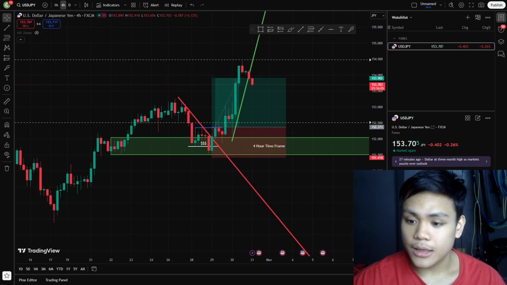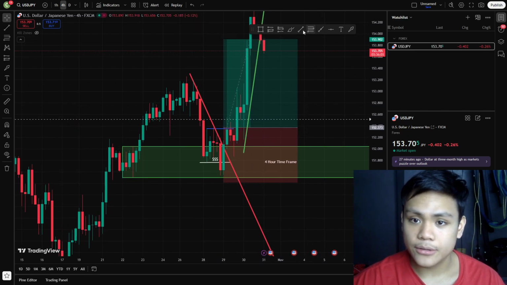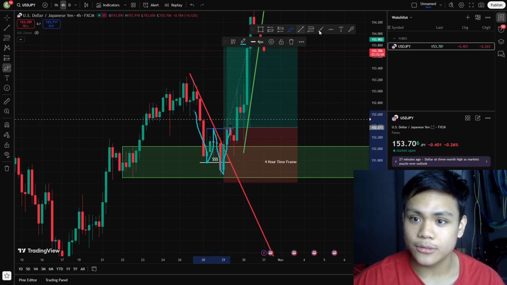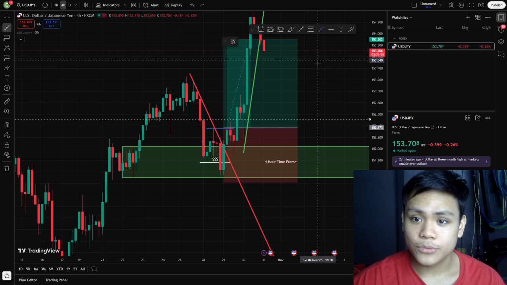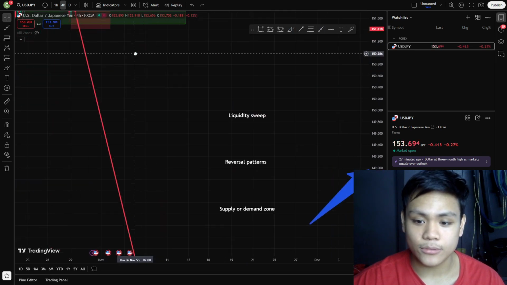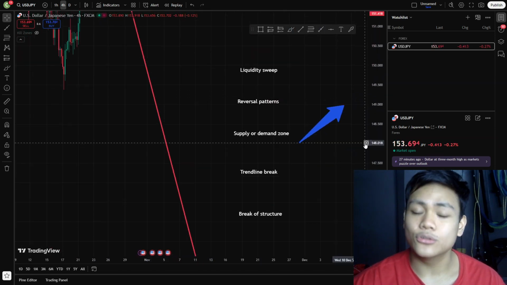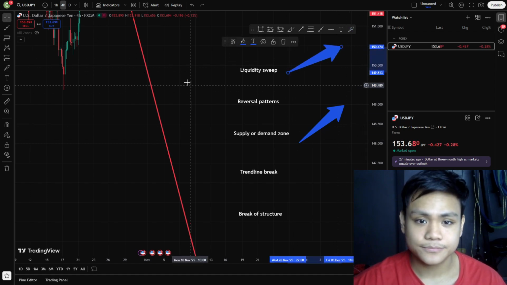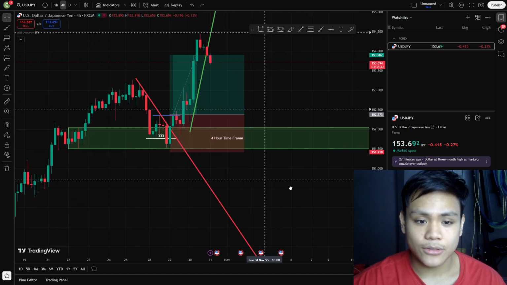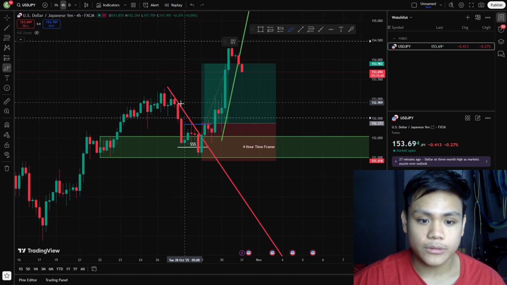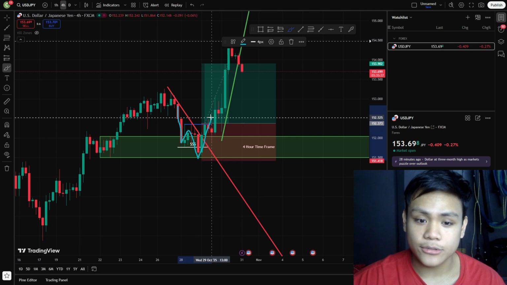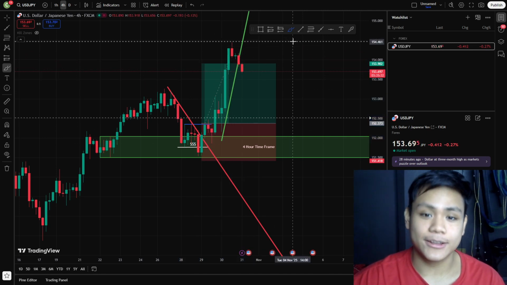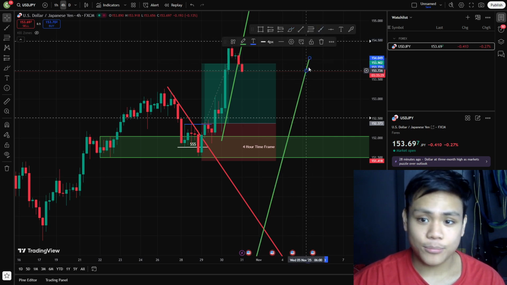It touched here, and it created a double bottom with a liquidity sweep. You see there's a liquidity sweep over there. So we could also check that, since that is one of my strategies too, to look for a liquidity sweep. So we can check that right over here. Next, since we see a double bottom liquidity sweep, it turned into a reversed head and shoulders, so that's pretty good.